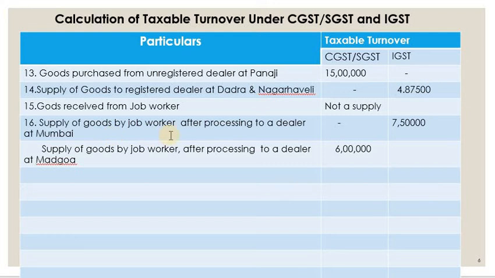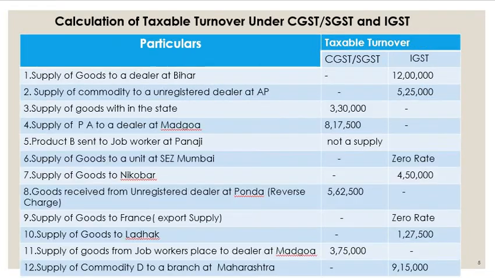First one, supply of goods by job worker after processing to a dealer at Mumbai. So it is an interstate transaction, so in the IGST column I have written the amount. Then another transaction, within the state: supply of goods by job worker after processing to a dealer at Madgaon. So CGST and SGST have to be levied on such a transaction. Let's go to the 17th one.